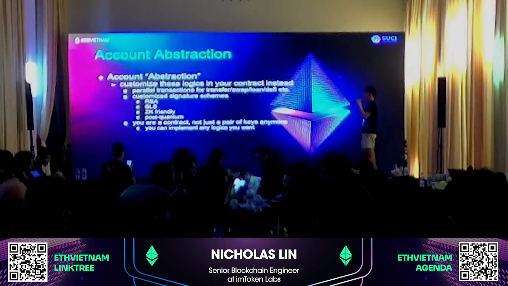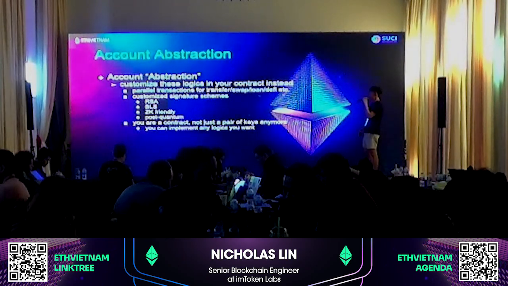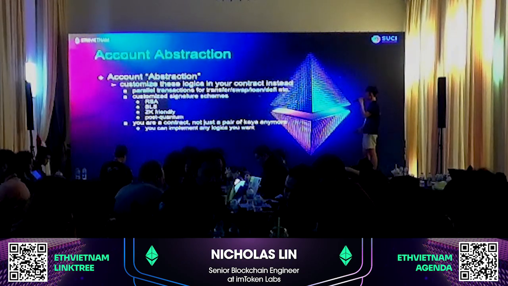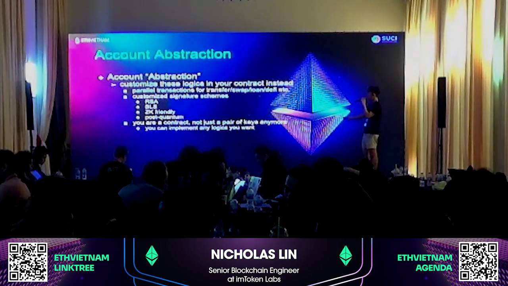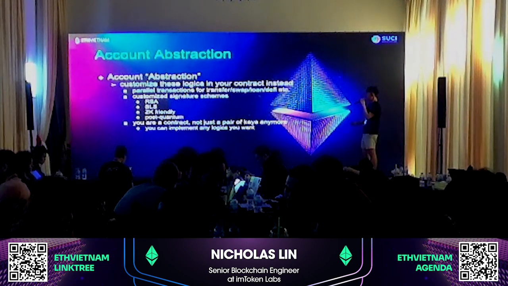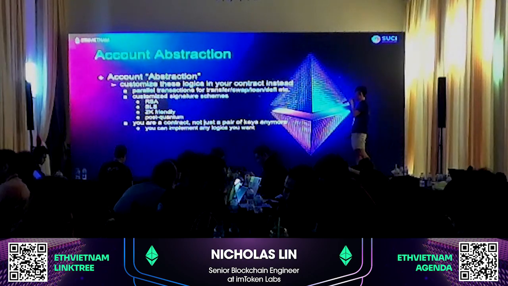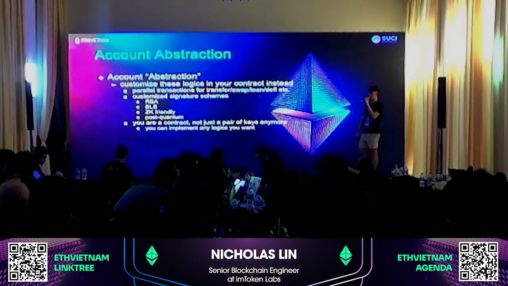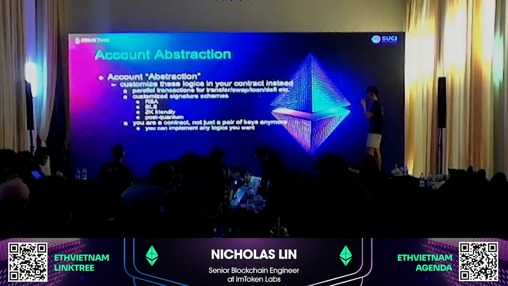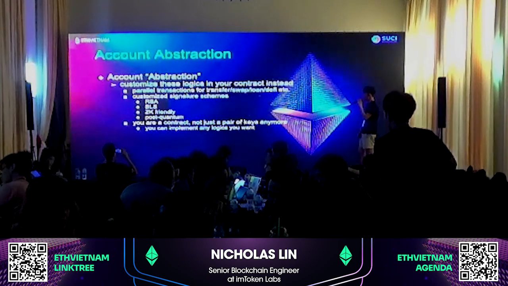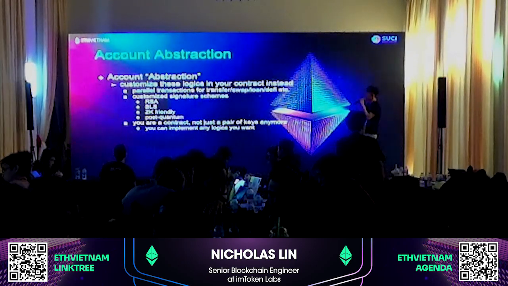And so in account abstraction, you can customize these logics in your contract instead. For example, you can have parallel transactions for transfer, for swap, for loan, or other DeFi operations. You can have a queue of nonces for each action or each category of these operations. And you can also have your own customized signature schemes, for example RSA, or an aggregated signature like BLS, or a ZK-friendly signature scheme, or post-quantum secure signature schemes.